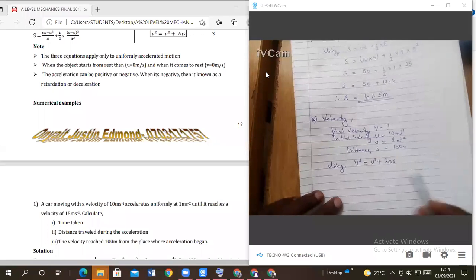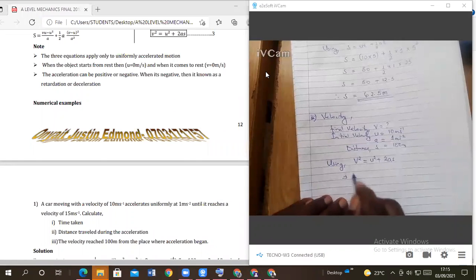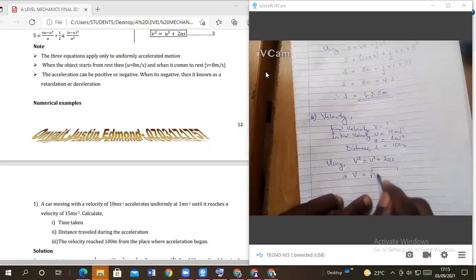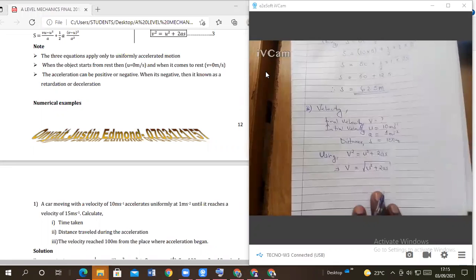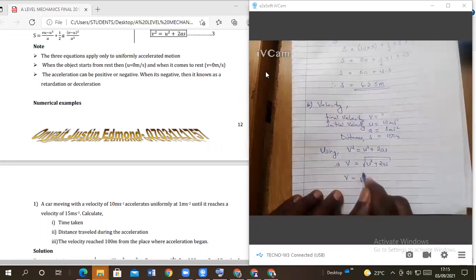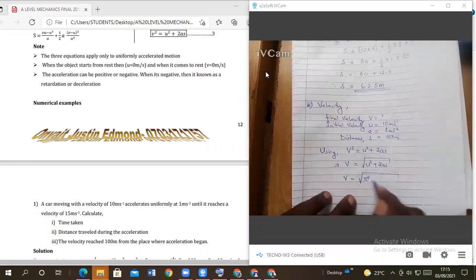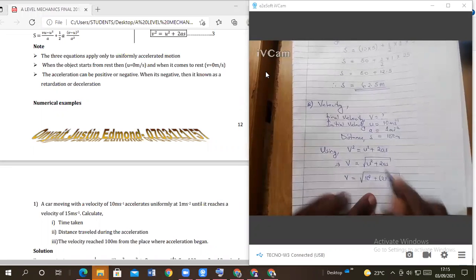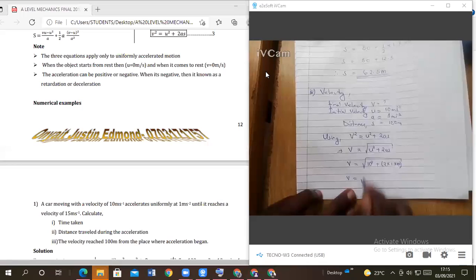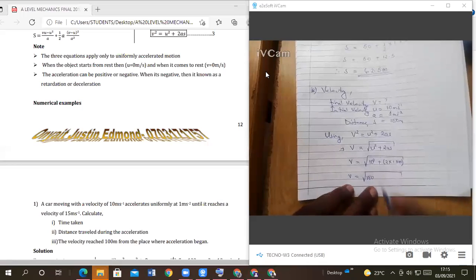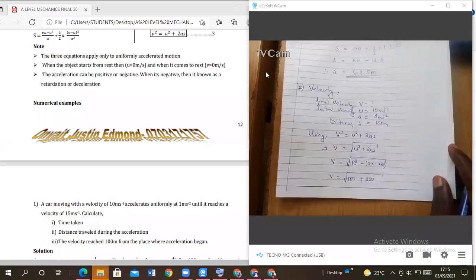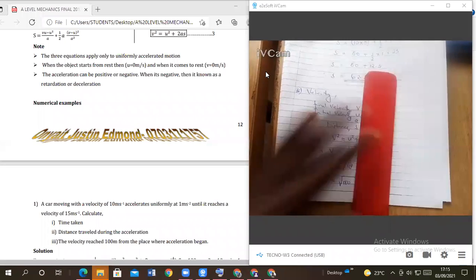What are we looking for? We are looking for V. It's already the subject, so we just substitute. Or you can say V equals the square root of U squared plus 2AS. It's not hard to get that. So V equals the square root of 10 squared plus 2 times 1 times 100. So our V will be equal to 100 plus 200. Is it 300? I mean, is it 200? Is it 200, members? Yes, teacher.